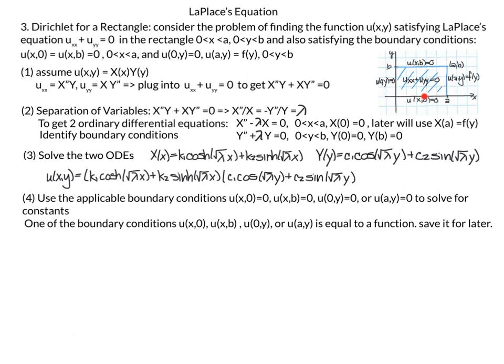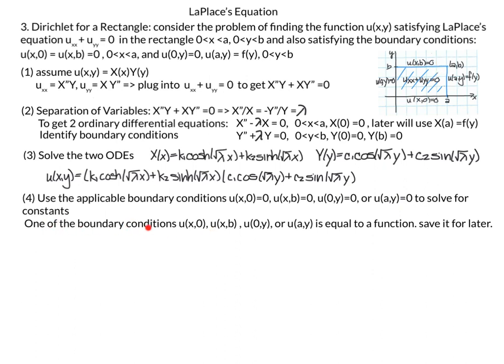And each of those four boundaries can be equal to 0, possibly. In this case, there's only 3, and most of the time there's only 3 boundaries. Here we have y is equal to 0, y is equal to b, and x is equal to 0. Those are the 3 boundaries that are equal to 0.